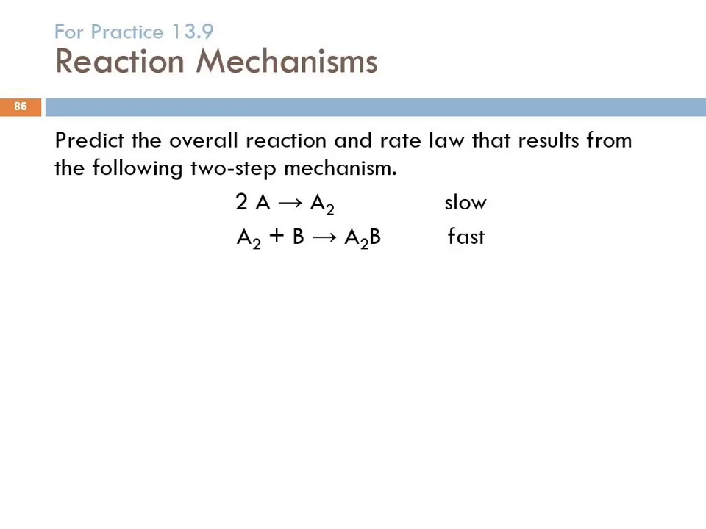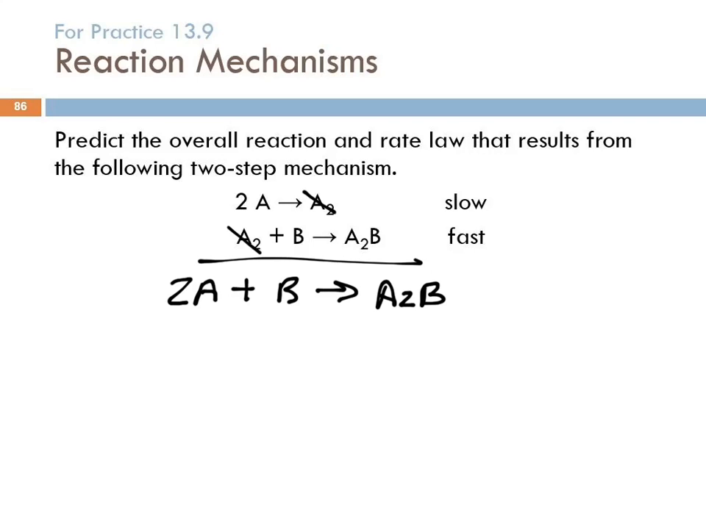How do we predict the overall reaction? We just add these two equations together. Right? So there's an A2 on one side and an A2 on the other side. So we're going to end up with 2A plus B forming A2B. How do we predict the rate law? It's the rate law for the slow step. In this situation, the slow step is the first one, and so we don't have to do what we did in the last slide there. The rate will equal a rate constant times what? A squared.